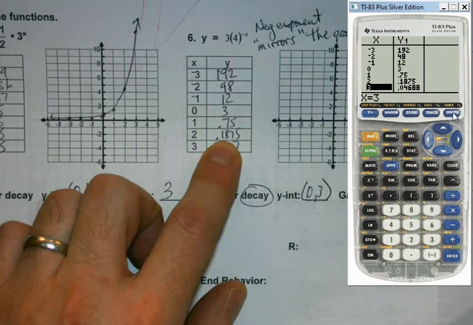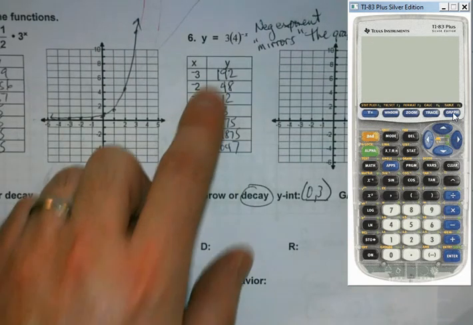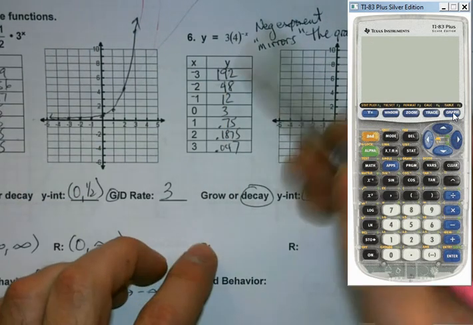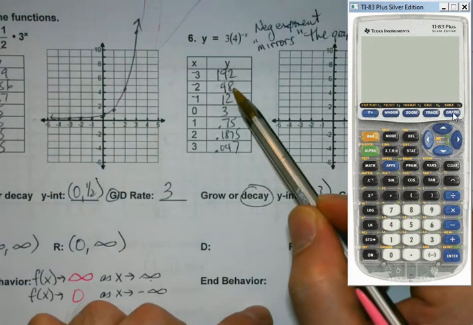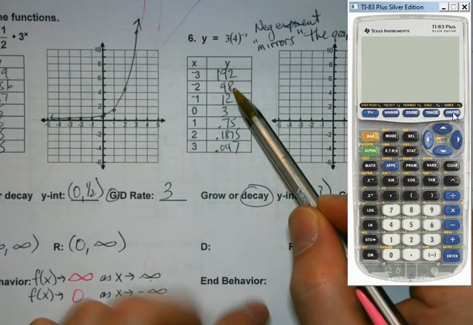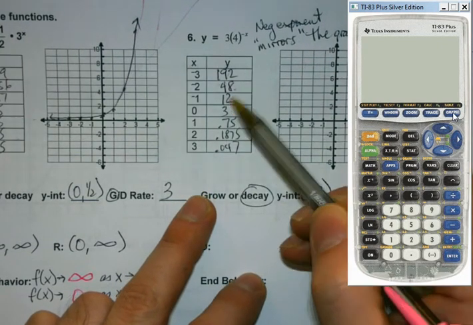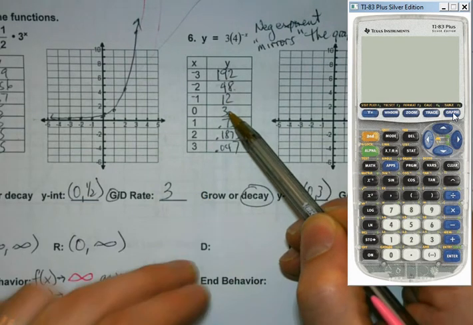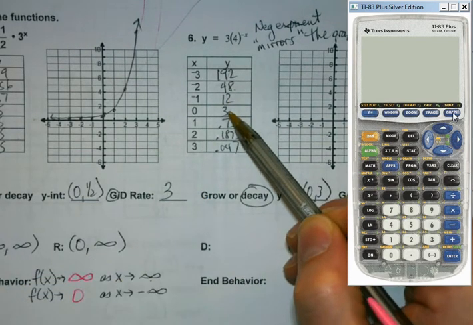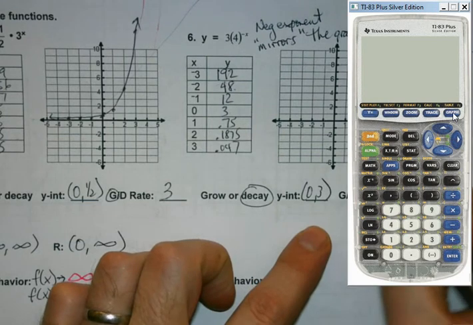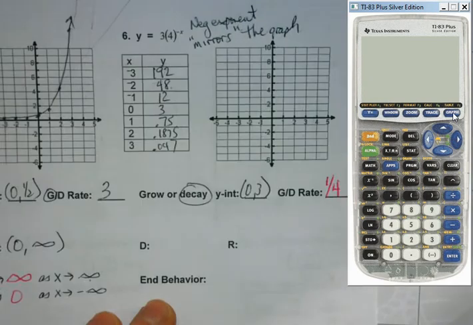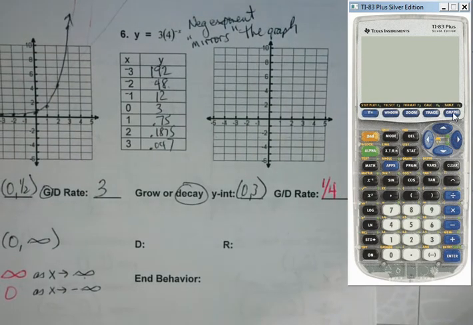Now, if you look at a decimal, that's going to be hard to look at. So let's start up here. To get from 192 to 48, am I multiplying by 4? Yeah. To get from 48 to 12, I'm dividing by 4. To get from 12 to 3, I'm dividing by 4. But I can't put divide by 4. 1/4 is going to be my rate of decay.